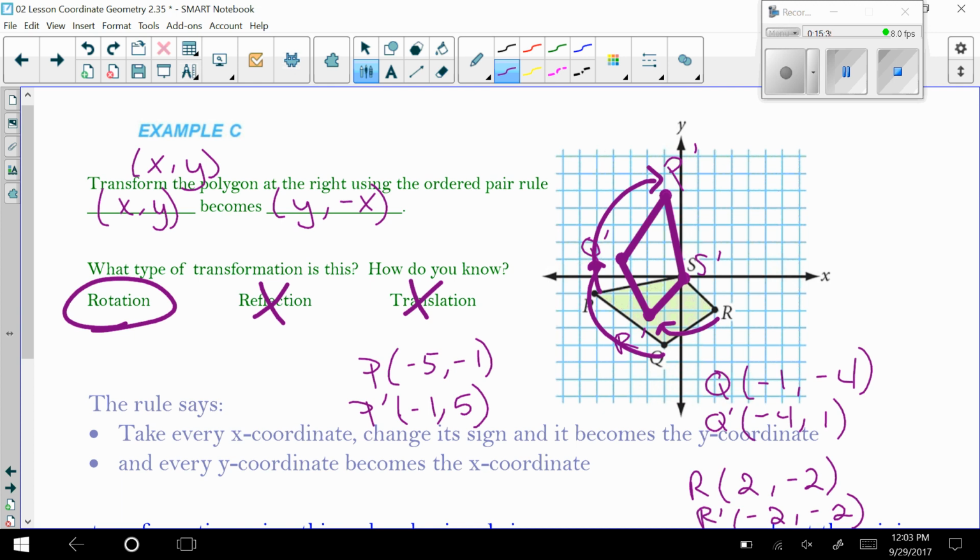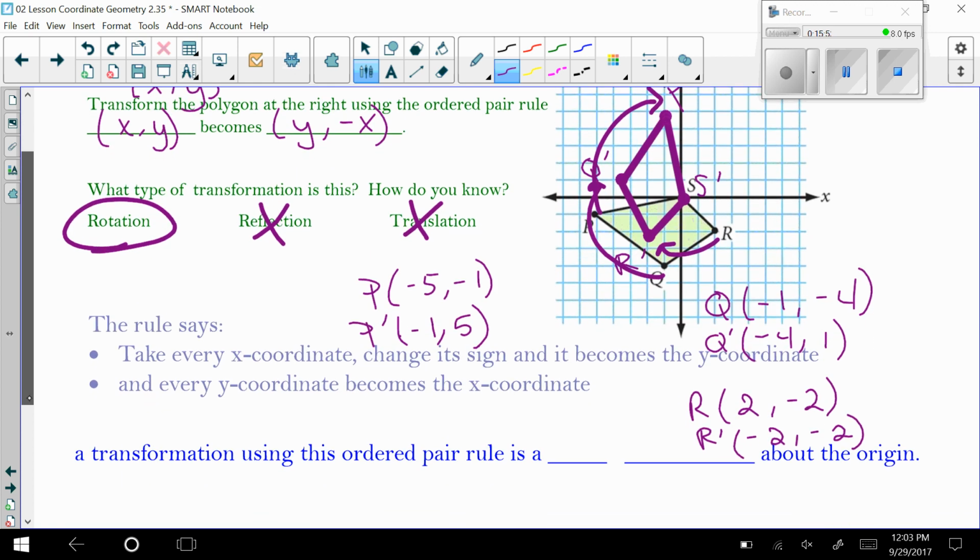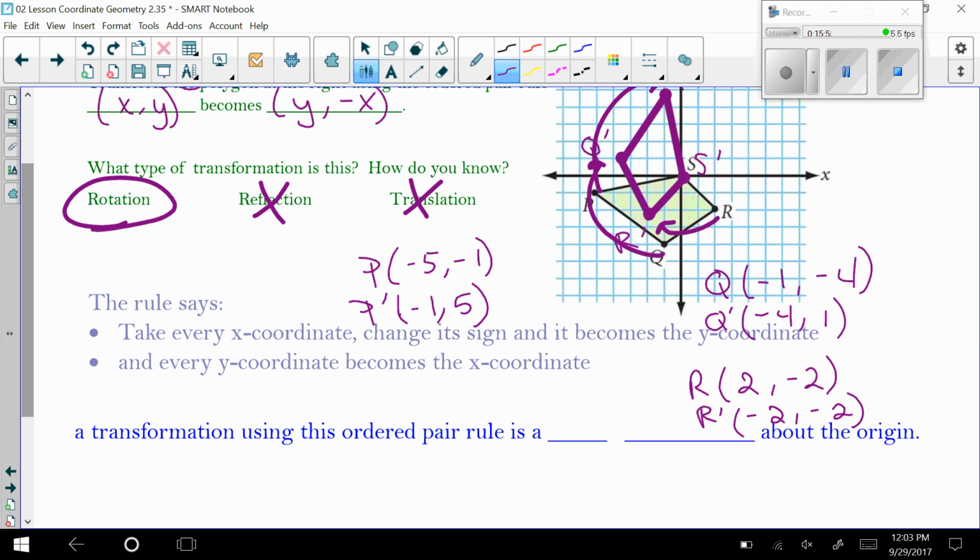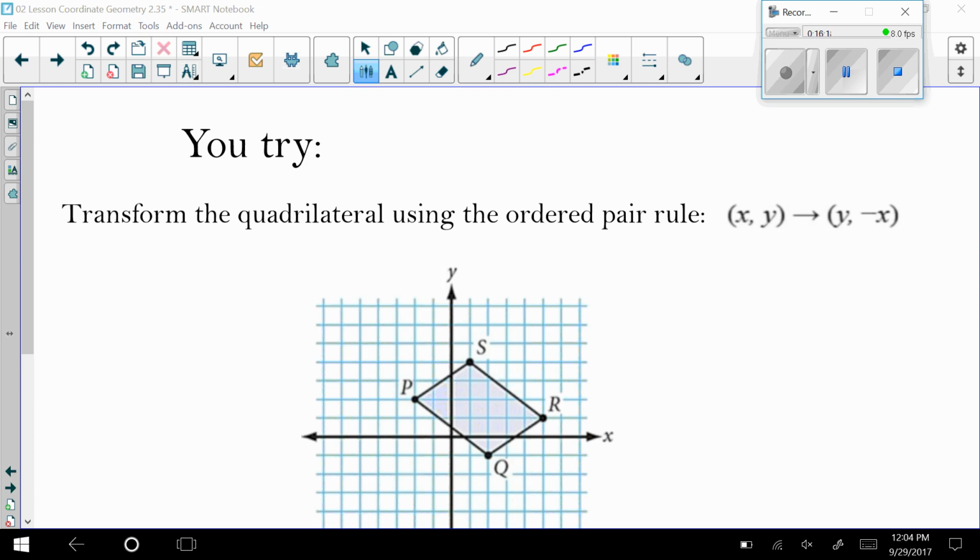Q has rotated from quadrant 3 to quadrant 2. P has rotated from quadrant 3 to quadrant 2. And S is the origin, and S becomes S prime, which is the same point, (0, 0). So a transformation using this ordered pair rule is a 90-degree rotation about the origin. So the origin is the center of rotation.